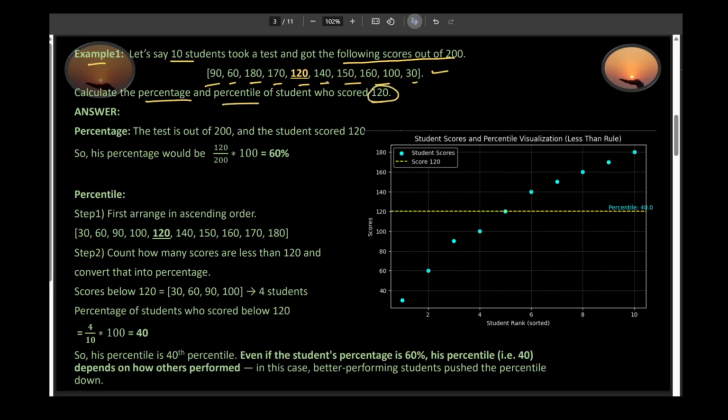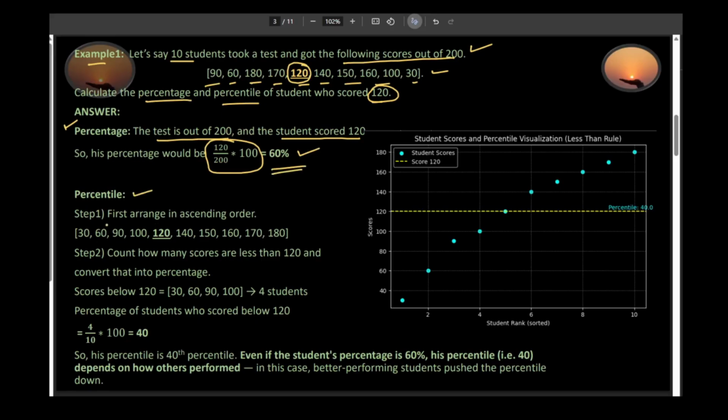So there is a student who scored 120, which is this one right here, and you have to calculate his percentage and his percentile. So let's do the percentage first. Well, the test is out of 200, and the student scored 120. So his percentage would be 120 divided by 200 multiplied by 100, and the answer is 60%. So he scored 60%.